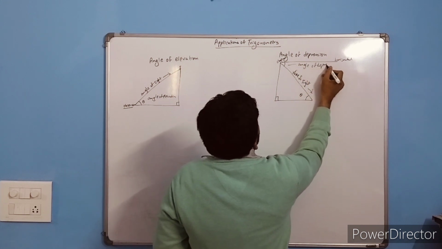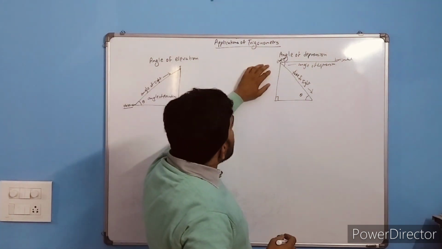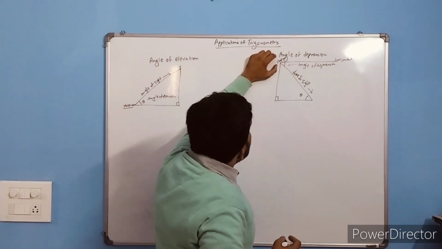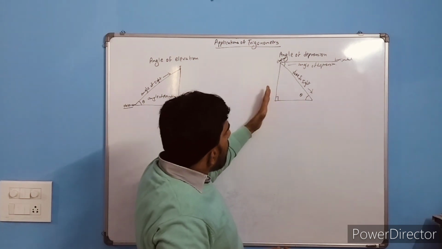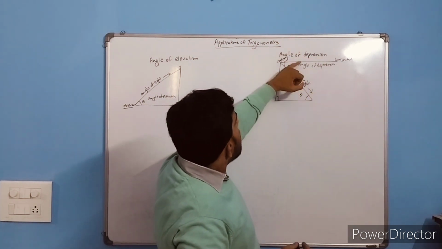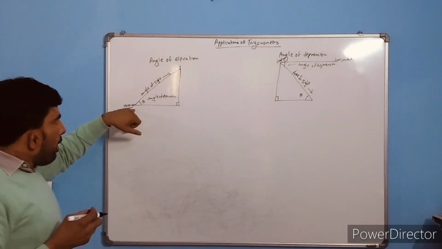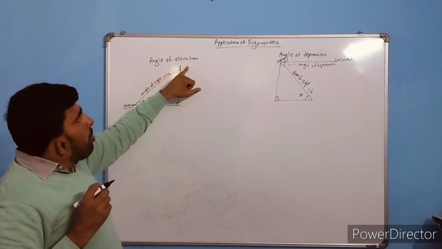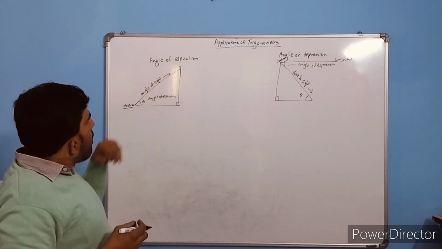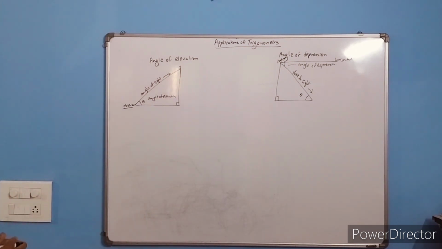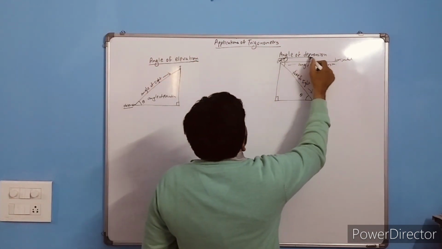So you can easily identify: when an observer is in the building at the top floor and is trying to see on the road on which the building is situated, the angle with the horizontal is called the angle of depression. And when an observer is on the road and tries to see the top of the building or tower, that angle is called the angle of elevation. So these are the two things in this chapter, angle of elevation and angle of depression.